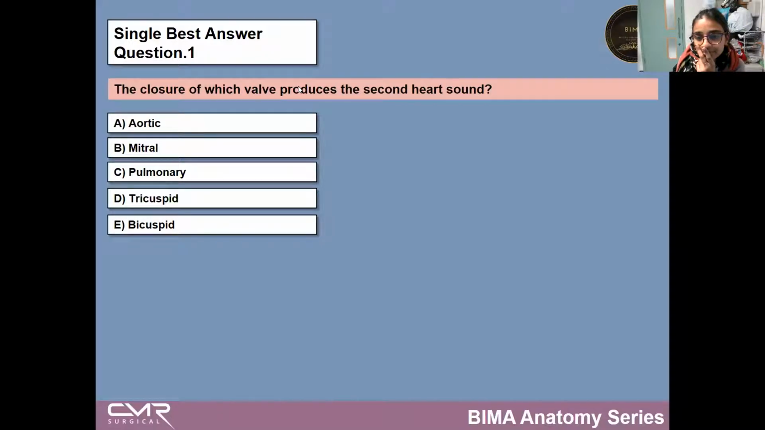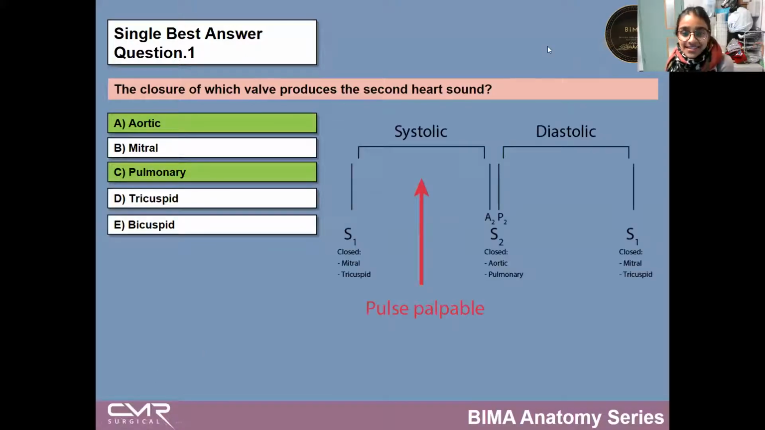Great. So A. Very good. Any other answers? A and C, exactly, Anjali. Very good. A and C are creating the second heart sound.